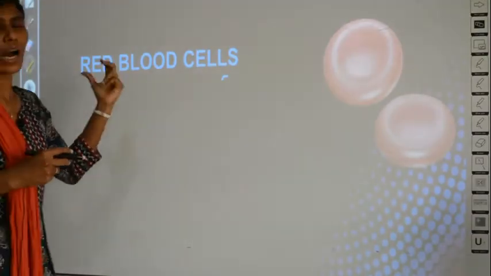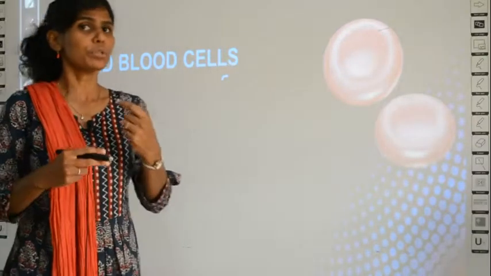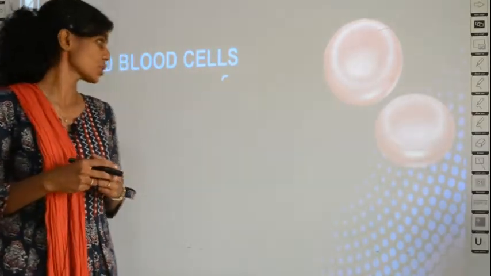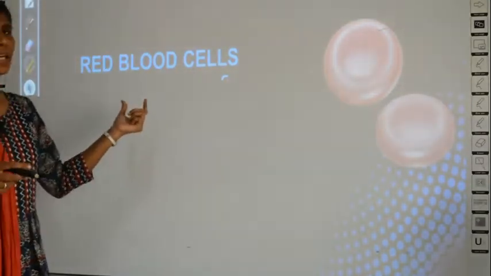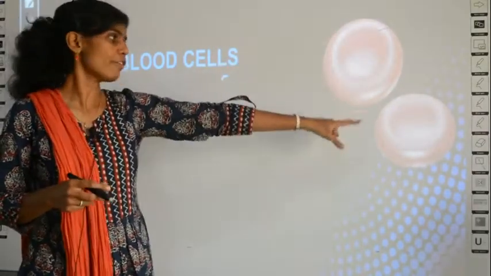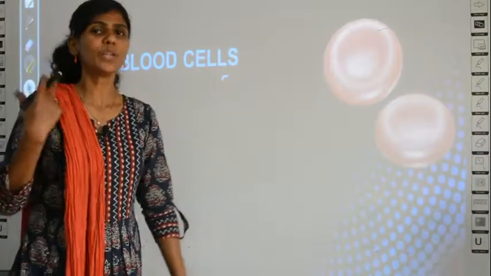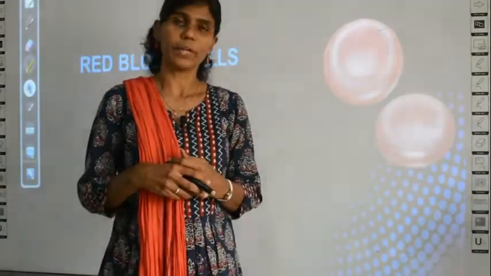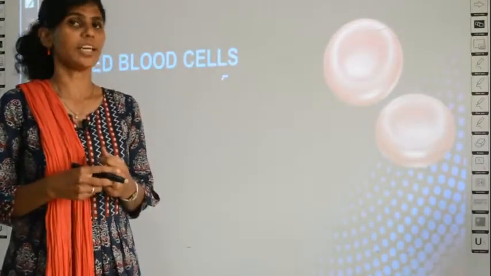Before learning how gases are exchanged, you should know about a certain type of cells in your blood, which are called red blood cells. Can you see this structure? This is the structure of red blood cells. How do they differ from the other cells? They have a special property, that is, they have a pigment called hemoglobin.